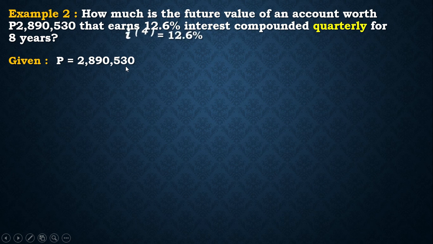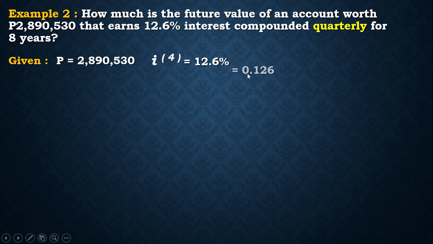2,890,530. And then, the nominal rate, which is I raised to M dapat, kasi yung M papalitan natin ng quarterly, which is 4. That is equal to 12.6%. Careful po tayo sa ating frequency of conversion. Kung yun ay semi-annually, that is equal to 2. Pag quarterly, that is equal to 4. So, ito pong 12.6 na to, ay i-divide po natin sa 100.